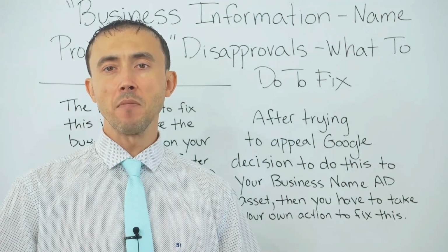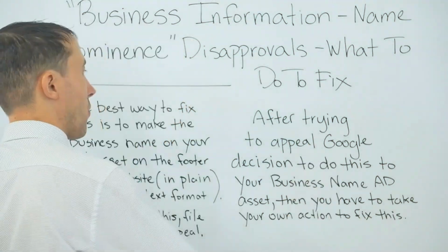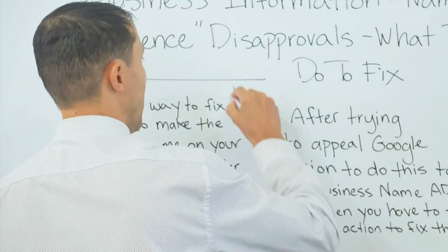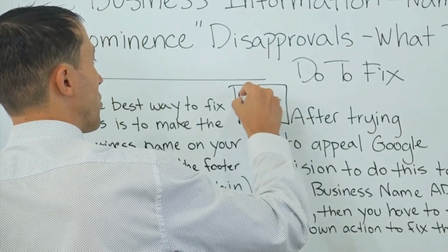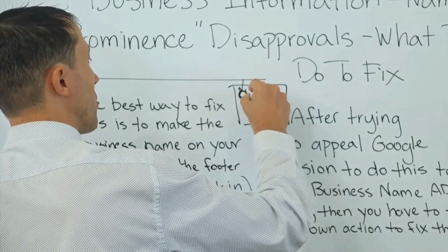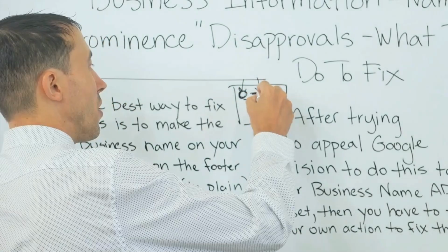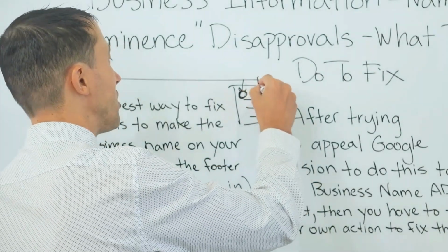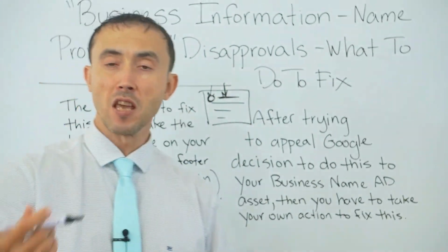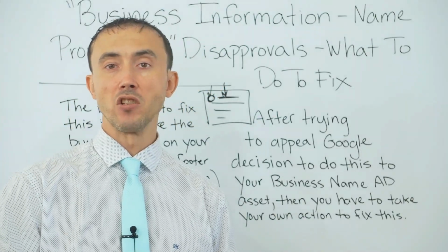The business name ad asset is on your Google ad. Say this is your ad: headline, description, you have this circle up here, which is your logo, and then whatever is showing here, which used to be the website domain name. If you don't have this ad asset, this can be your business name right here, taking the place of the URL of your website.